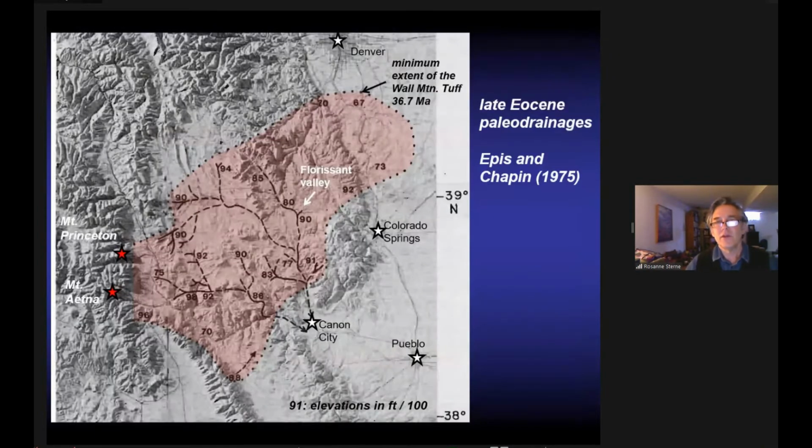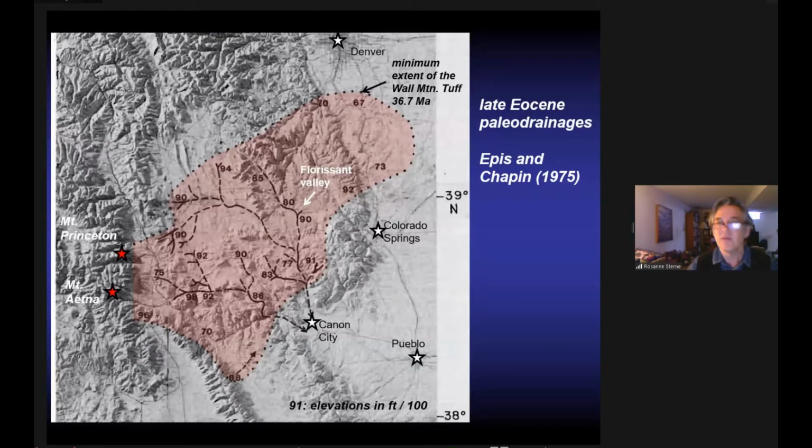Now, we're going to be talking about the Florissant Valley, and this part of the Rocky Mountain Erosion Surface is nicely defined by the Wall Mountain Tuff, which is an ignimbrite that came from the Mount Princeton, Mount Aetna area, and at 36.7 million years ago, it was a day you didn't want to be in Florissant because its ignimbrite sheet swept across the mountains all the way out into the Denver Basin. So here's Denver, Colorado Springs, Canon City, and Florissant, and it blanketed that whole terrain. And so now we have remnant patches of it.